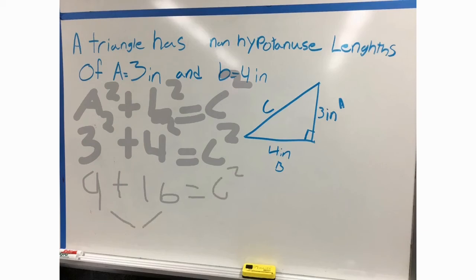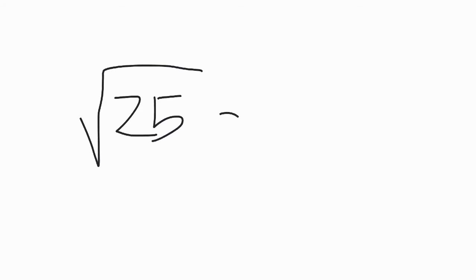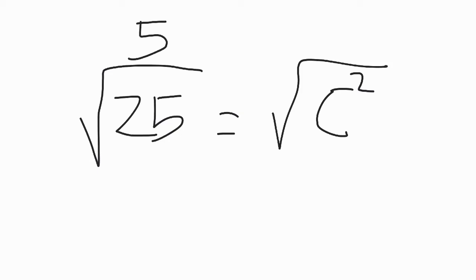9 plus 16 is 25. I'm going to take the square root of 25 and the square root of C squared. The square root of 25 is 5. The square root of C squared is just C. So 5 will equal C. The hypotenuse is 5 inches.